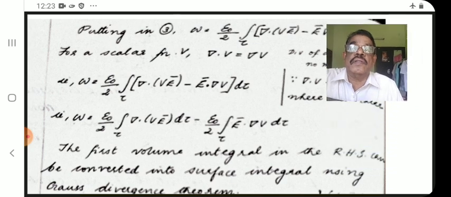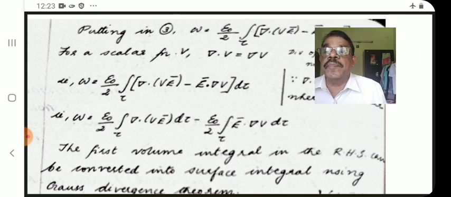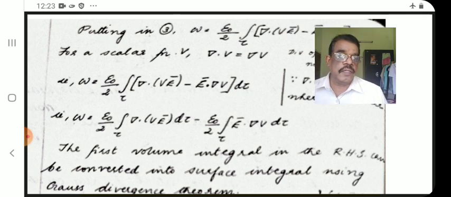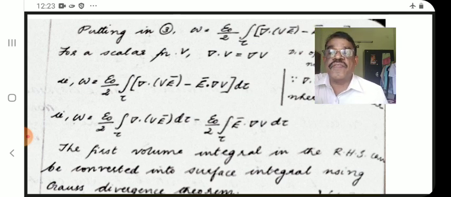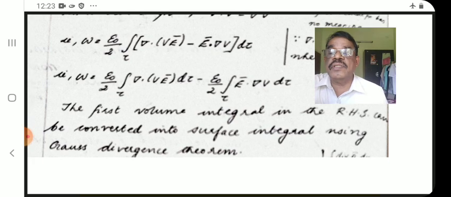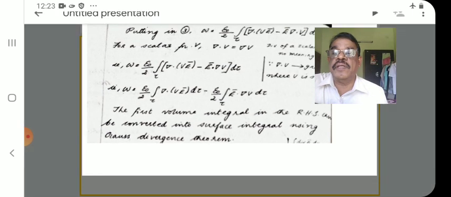And now the first integral we make to 0 value. The first integral in the RHS, we show that it is negligible. You look here. The first volume integral in the RHS can be converted into a surface integral using the Gauss divergence theorem. That we have studied, we have seen a number of times the Gauss divergence theorem in vector calculus.